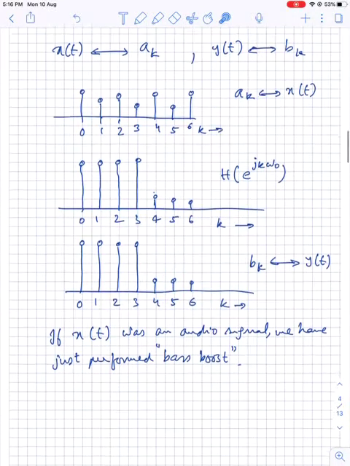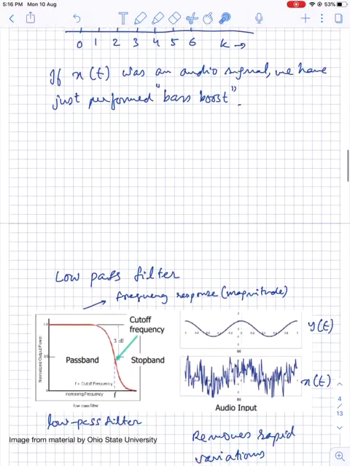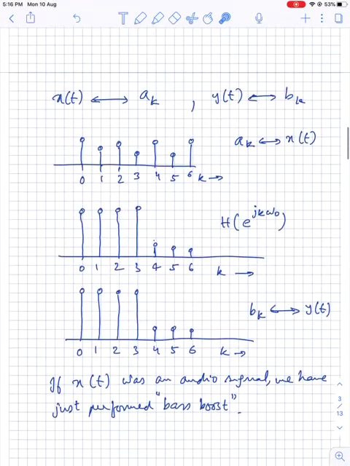So essentially what we have done is we have done a bass boost. We have decreased the high frequencies and boosted up the low frequencies. So a drum might sound more thumpy, tum tum, like that kind of sound. So this representation here, you can see, is essentially what this looks like.